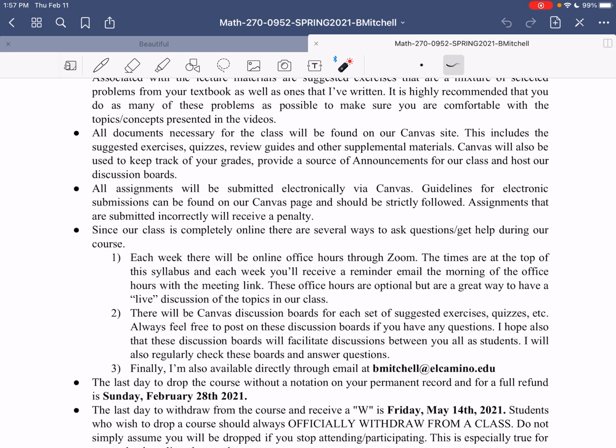The second major form of communication in our class are Canvas discussion boards. On Canvas, there'll be a discussion board for each set of suggested exercises, each quiz, and so on. So the review guides, things like that. Always feel free to post on these discussion boards any questions you have.